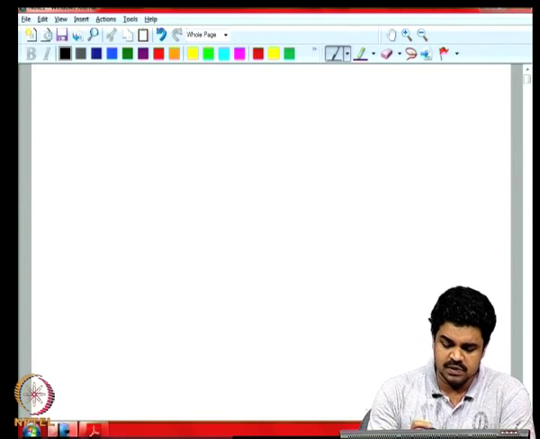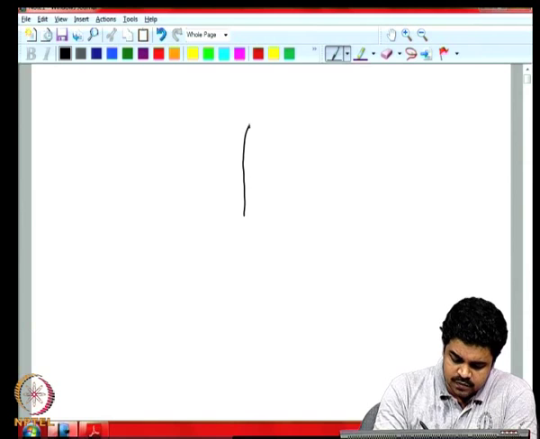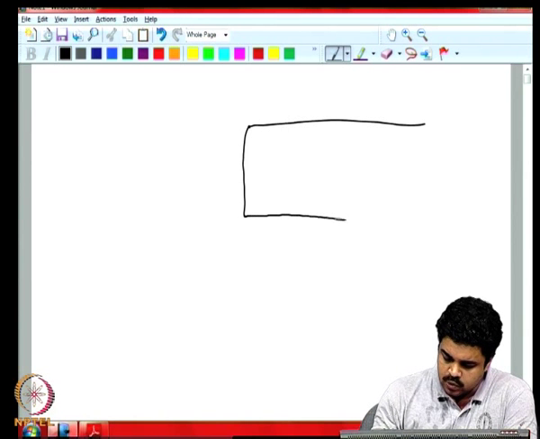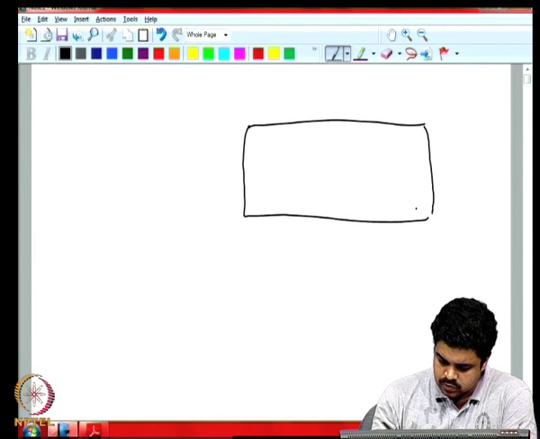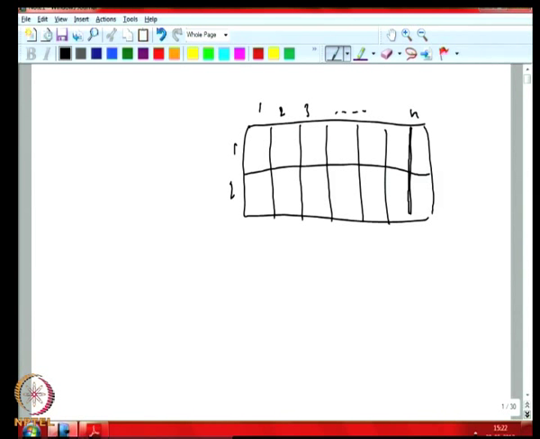When we say 2 by n board, we speak of something like this. So, 2 rows and there are n columns. This is 2 rows and this is 1, 2, 3 up to n. This is the 2 by n board.